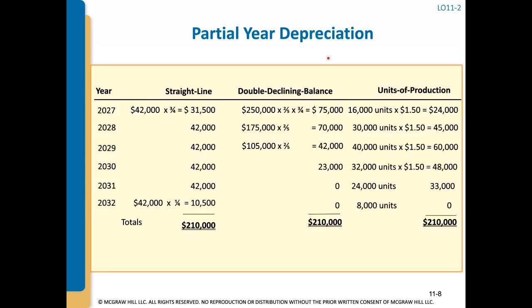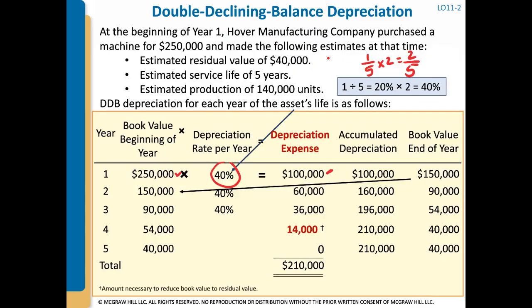Sorry, we're going to look at this column right here. On April 1, if it's purchased April 1, you take the cost times 2/5, so this is the 40% rate, times, again, 3/4 because you're only depreciating from 4/1/27 to 12/31/2027.